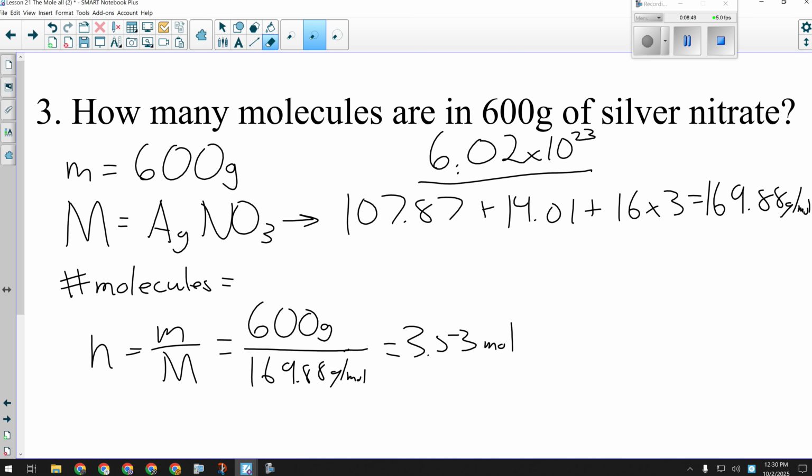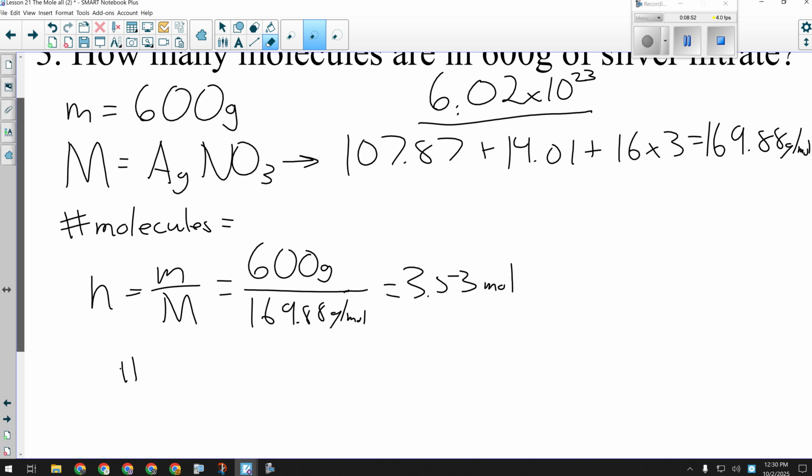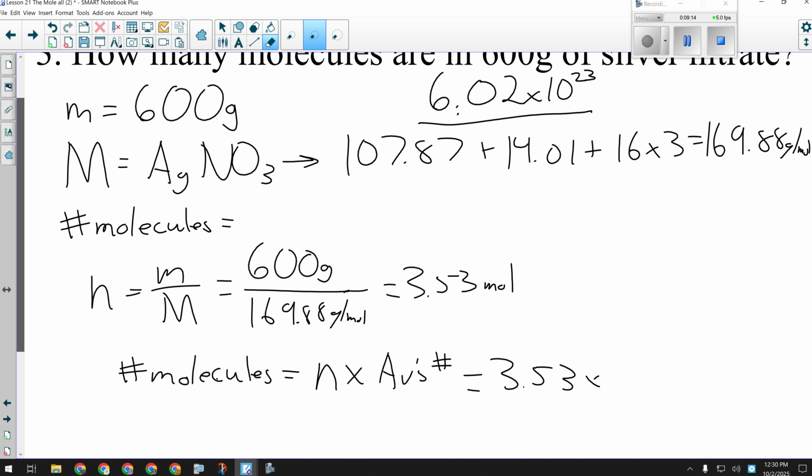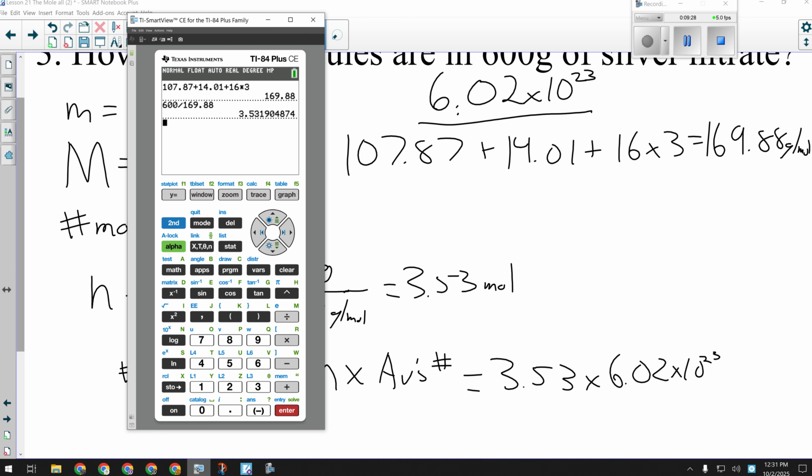So to get the number of molecules, I take the number of moles, N, and I multiply by Avogadro's number. In this question, that looks like this: 3.53 moles times 6.02 times 10 to the 23 particles per mole. That's essentially what the units are. Now the question is, how in the heck do I put that into my calculator?